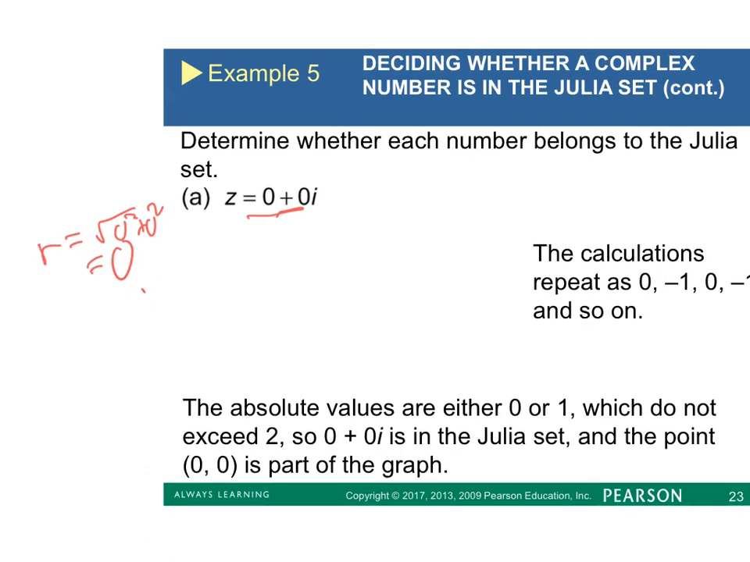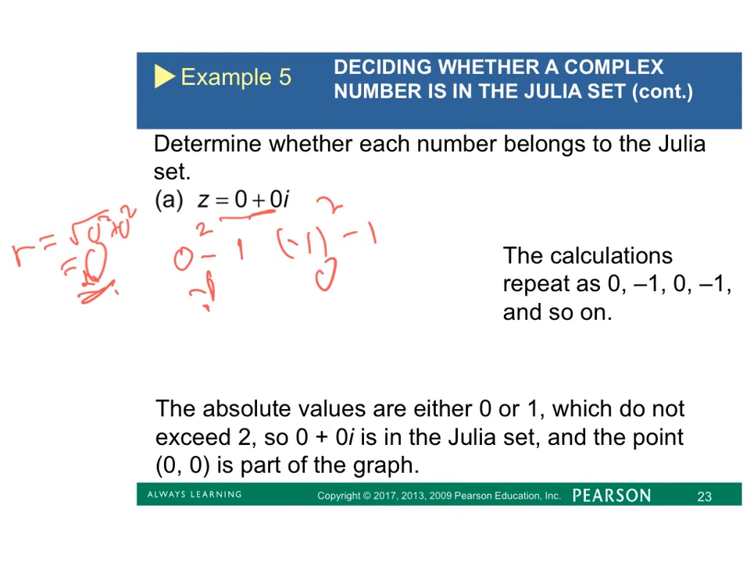We take that 0, we square it, and we subtract 1. So the first answer was a 0. So we take the answer, we square it, and take 1 away. That still gives me a negative 1. So we take that answer, and we square it, and we take 1 away, and we get 1 minus 1, 0 again. So we started out with 0. Now we got a negative 1. Now we got a 0 again.